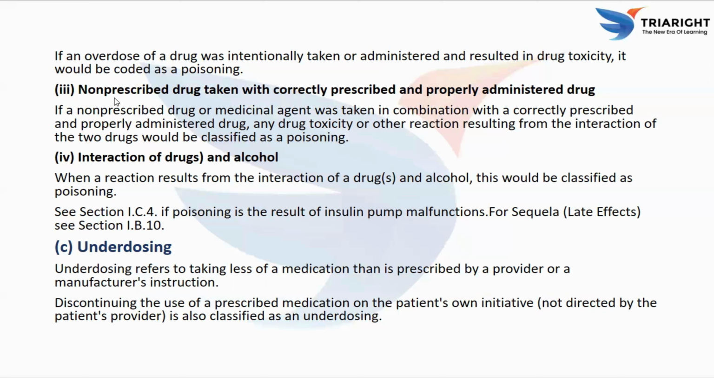A third guideline is a non-prescribed drug taken with a correctly prescribed and properly administered drug. If a non-prescribed drug is taken along with a properly prescribed and administered drug, and toxicity occurs due to interaction, you have to classify this as a poisoning. This applies when a correctly prescribed drug is taken properly and the patient also takes an OTC drug, herbal product, someone else's medication or a recreational drug. If the interaction causes harm, it leads to poisoning.